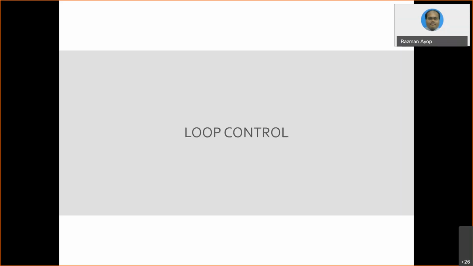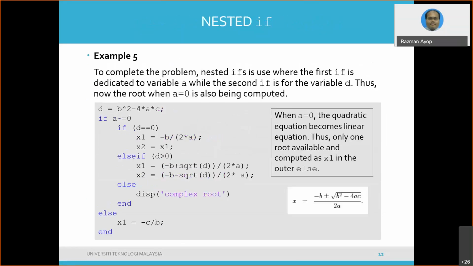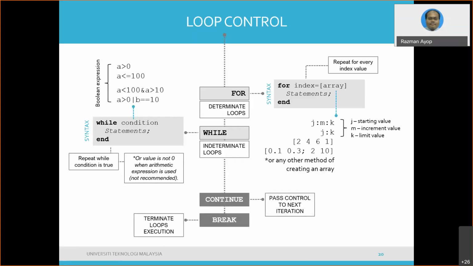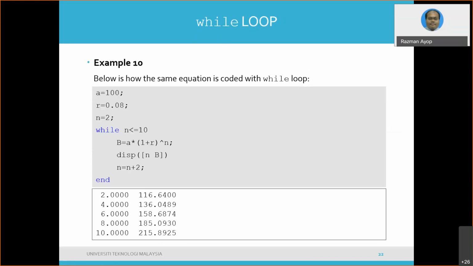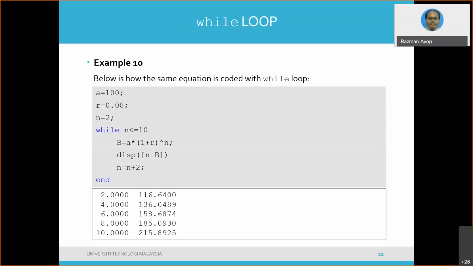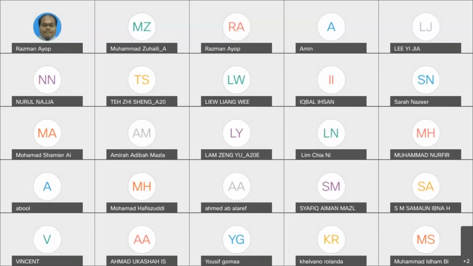You can use those for conditionals. And of course, for loops, you have 2 tools that you can use: either for or while. So you were introduced to a simple loop with for and while. So that's it. We will discuss the next part next week. Okay, thank you.